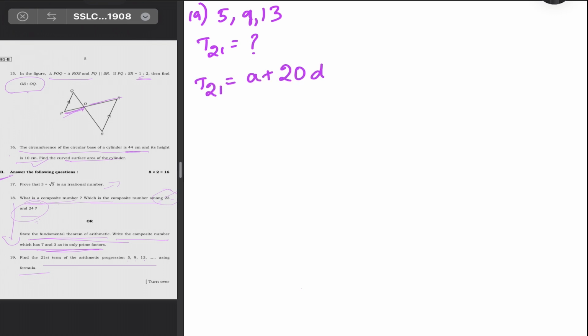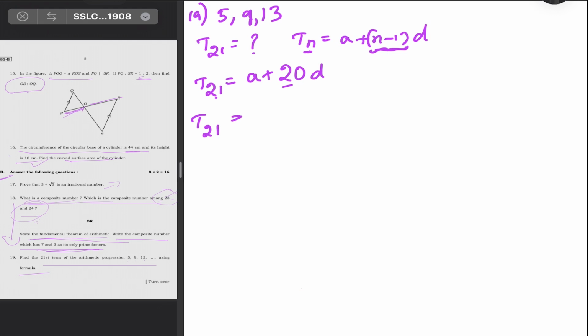How do we get this? From this formula, Tn is equal to a plus (n minus 1) into d. Here n is 21, so n minus 1 will be 20. So you have to find the 21st term.